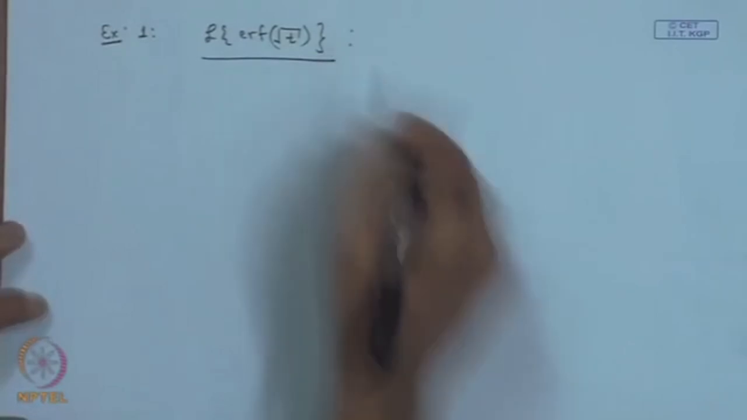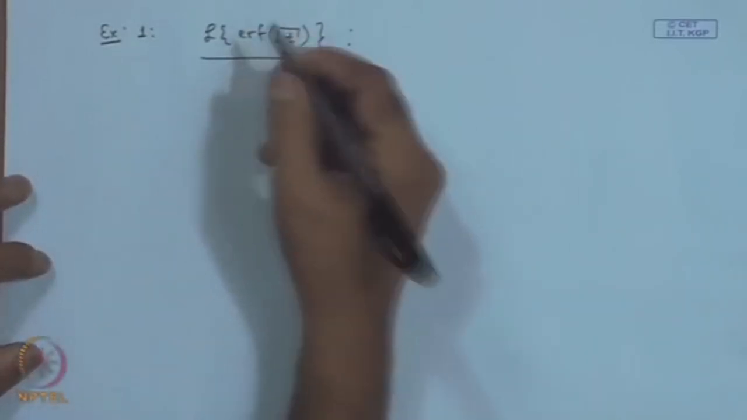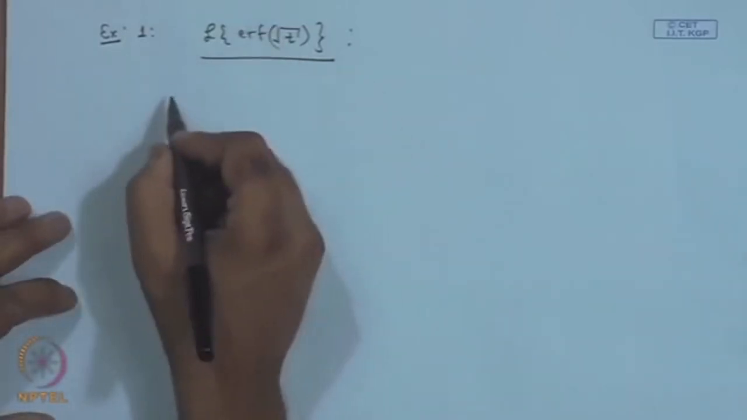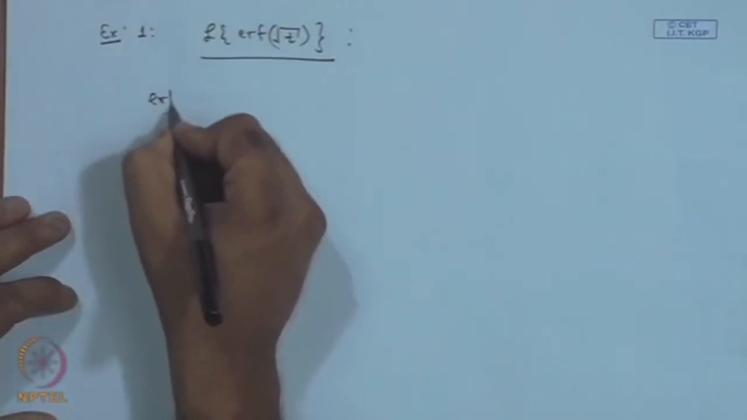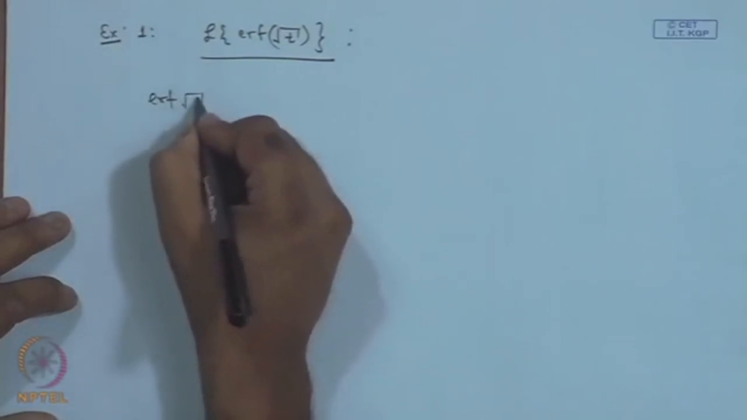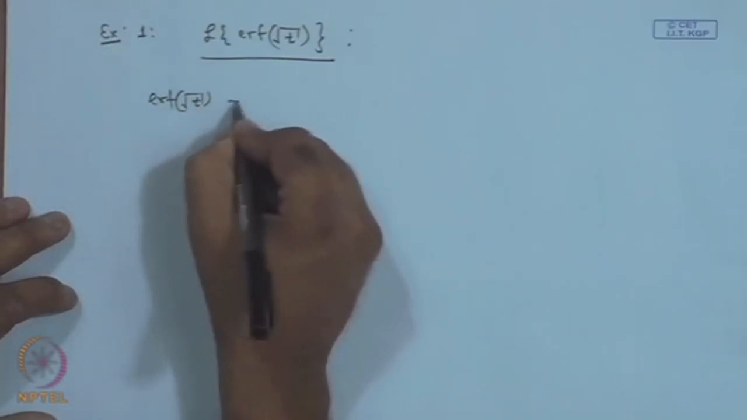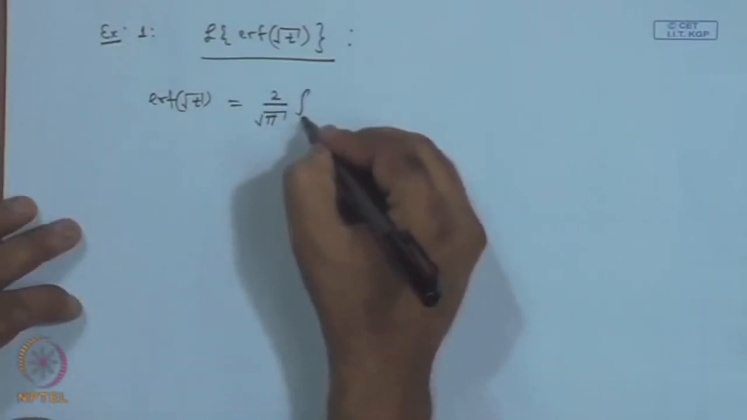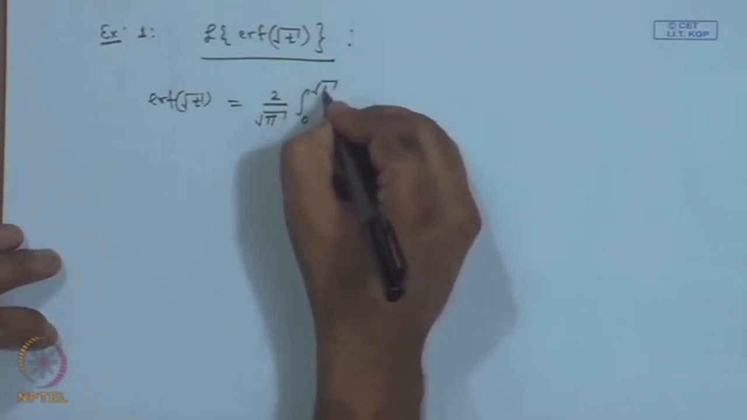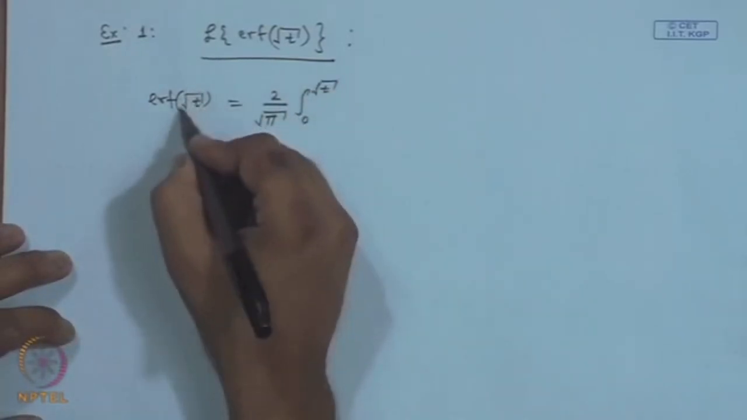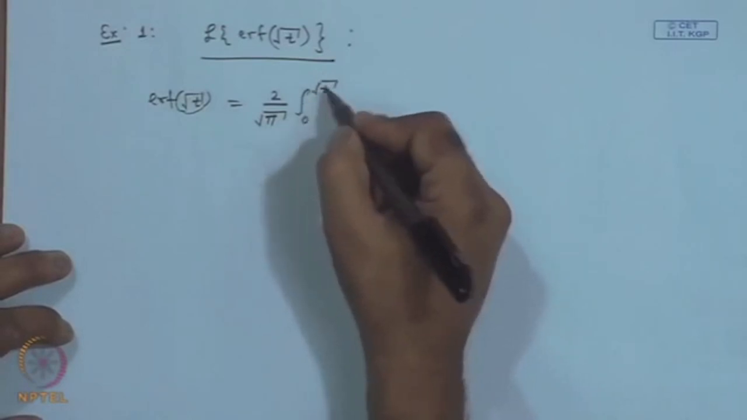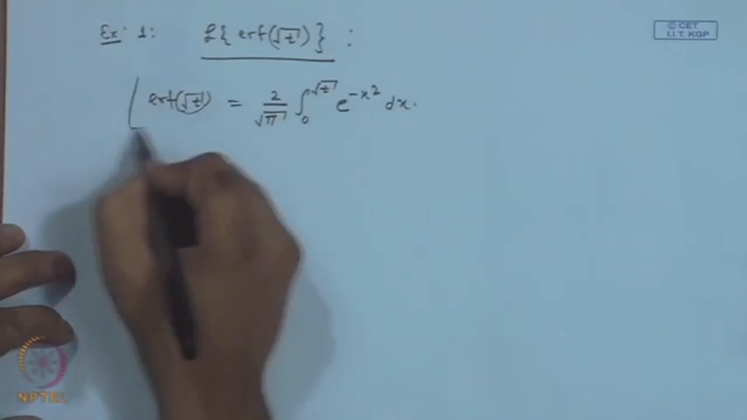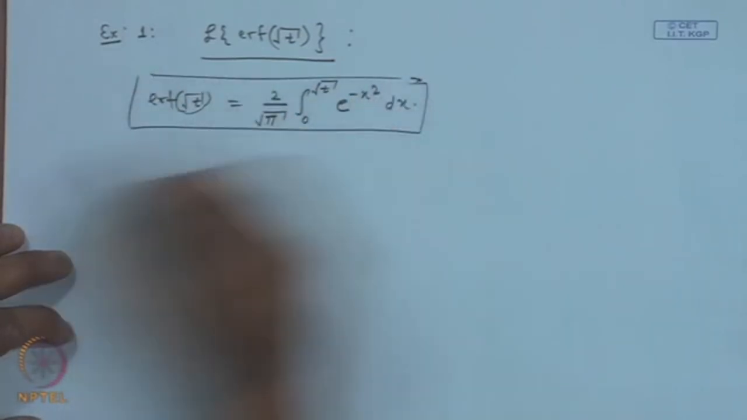This error function appears in probability, statistics, also in PDEs and various other branches of engineering and science. So, the error function of square root t is defined as follows. It is 2 over square root pi, this factor, and integral 0 to square root t of e minus x square dx. This is the definition of the error function.